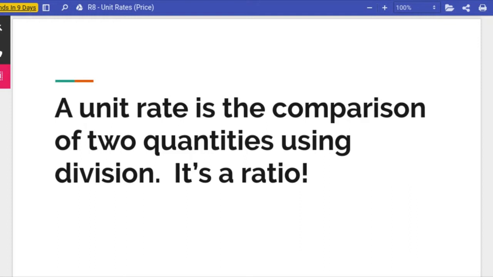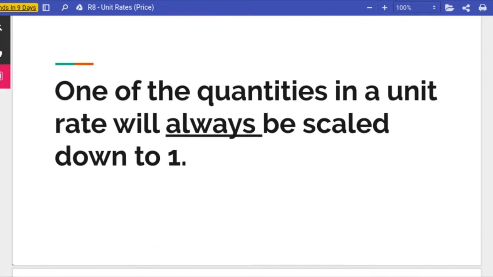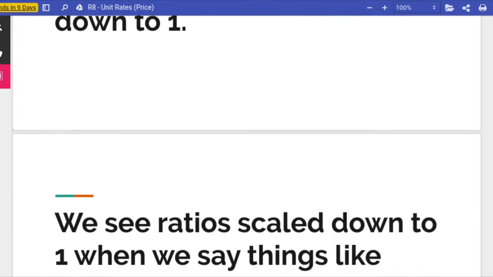A unit rate is the comparison of two quantities using division. So when we find a unit rate, we divide to get to 1. We're trying to get one of our quantities down to 1. It is also a ratio. So one of the quantities in a unit rate will always be scaled down to 1. So to find unit rates, divide to get to 1.